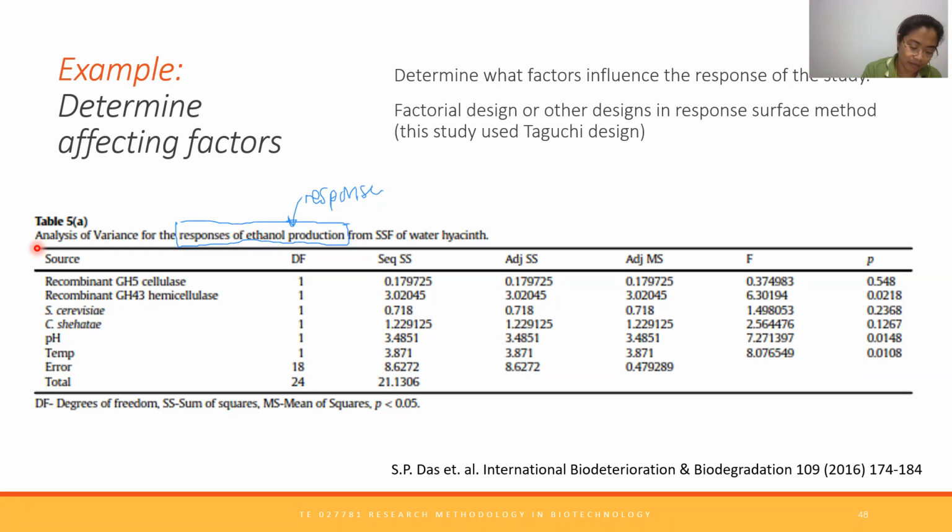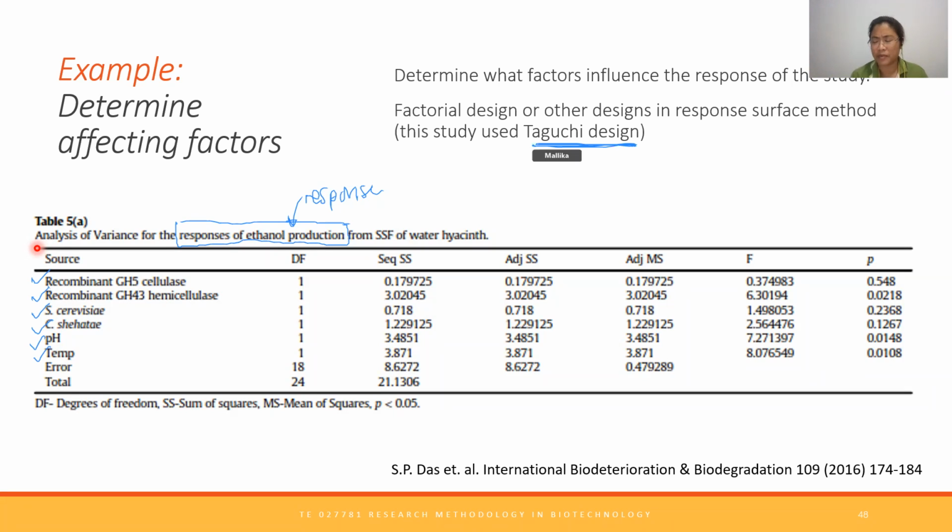So it's recombinant cellulase, that's 1, hemicellulase 2, Saccharomyces cerevisiae, Candida shehatae, pH, and temperature. So there are 6 factors. Basically, what the researchers want to do is see which of these 6 factors affect the ethanol production, which is the response. So they are doing the Taguchi design.